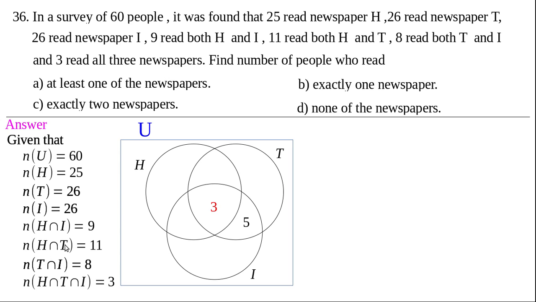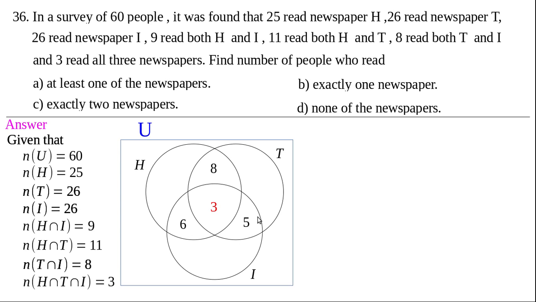Then next, the number of H intersection T is equal to 11. H intersection T represents this region. The total number is 11, and 3 is already here. Therefore, write the remaining 8 here. H intersection I is equal to 9. Then 3 is already here. H intersection I represents this region, so the balance is 6 right here.